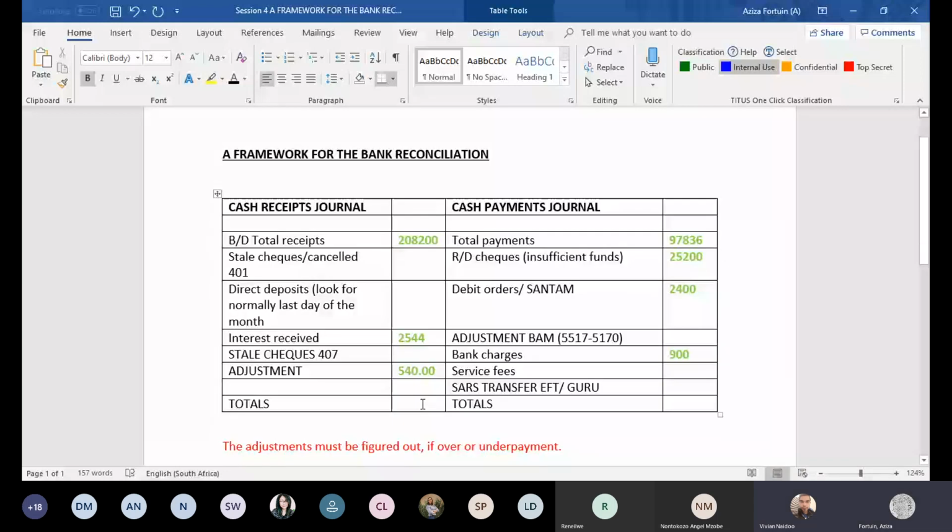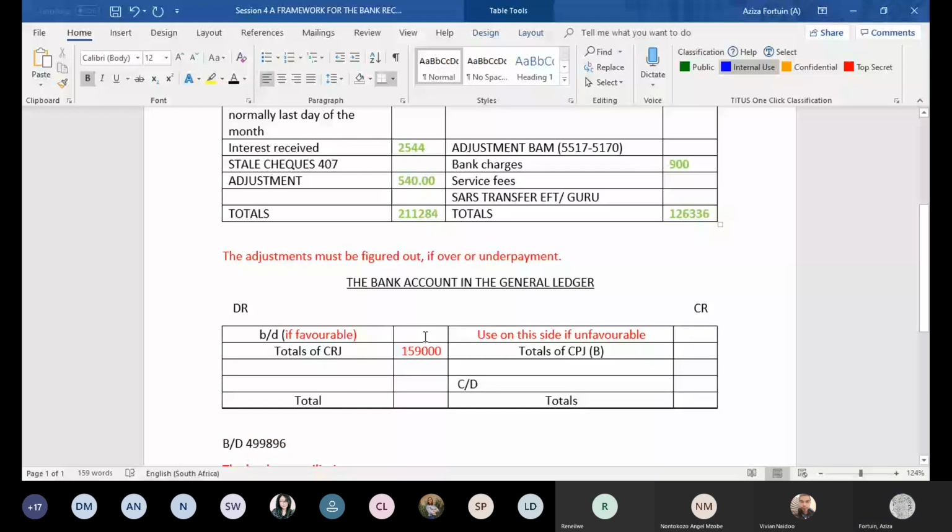126,336 on the cash payments journal. 211,284 on our cash receipts. Okay. We take the figures down to the bank account. Okay, that should have been on top here. 126,336.